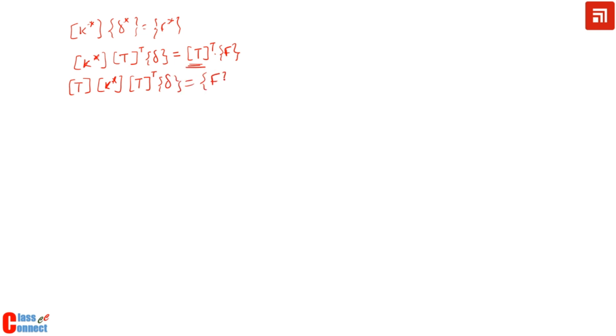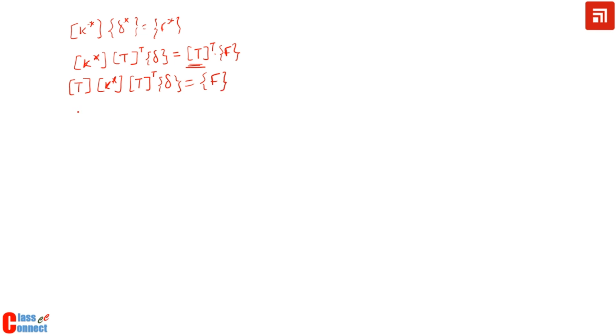So now let us substitute the values. We get K star, and here I will write the transpose of the transformation matrix, and then delta, and it is equal to the transpose of the transformation matrix and F. The transpose and inverse are the same, so if I multiply by the transpose matrix, we get K star multiplied by the transformation matrix transpose delta, and here this will be the identity matrix, so we can write down F.